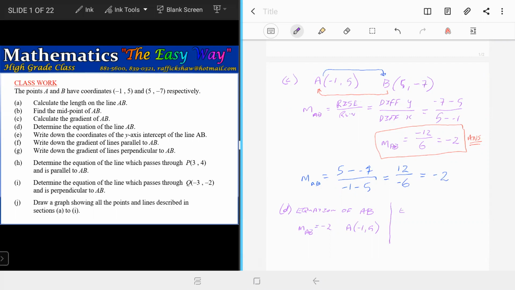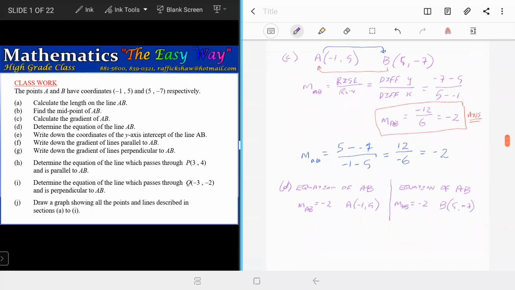Let's do it another way over here. Same equation of AB, in both ways. So some person might have used the A, some person might have used the B. I'm going to show that the answer is going to be the same. Same equation of AB. You need a gradient and a point. So this time, the gradient is still negative 2. But this time, I'm going to use a point B, 5, negative 7. Just to show that the answer will be the same.